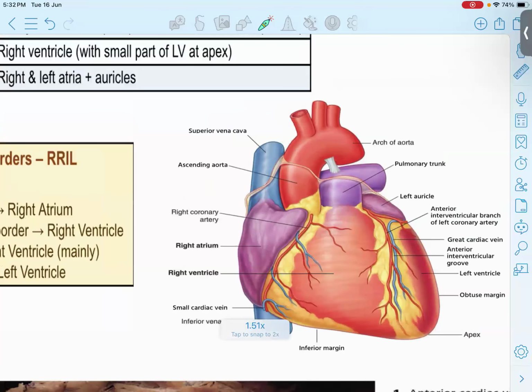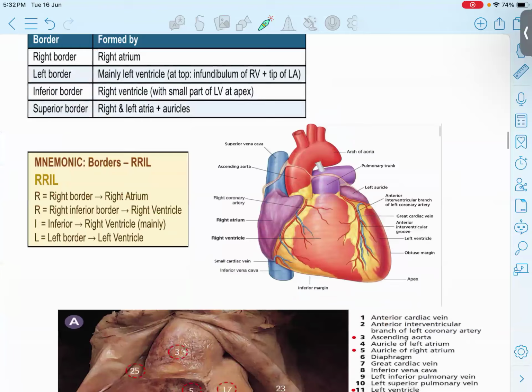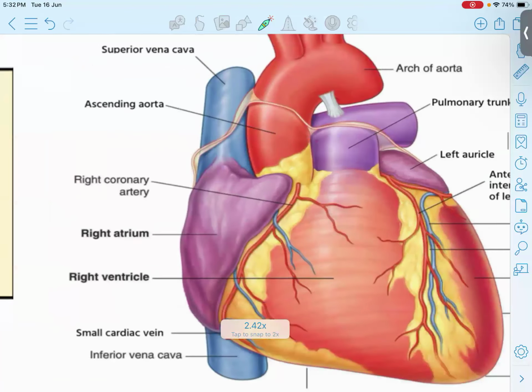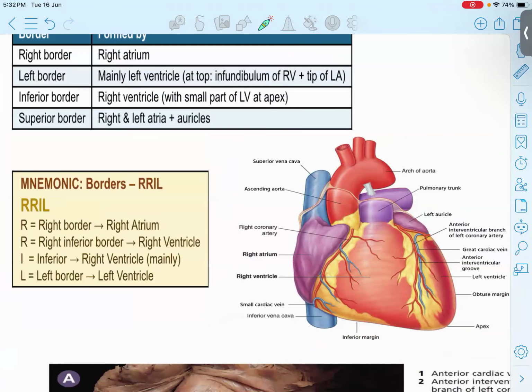First of all, come to this. Just keep this image in mind. So what will be the right border? Look at this. The right border is formed mainly by the right atrium, only the right atrium. The left border is mainly the left ventricle. Just remember it: mainly left ventricle, right atrium.